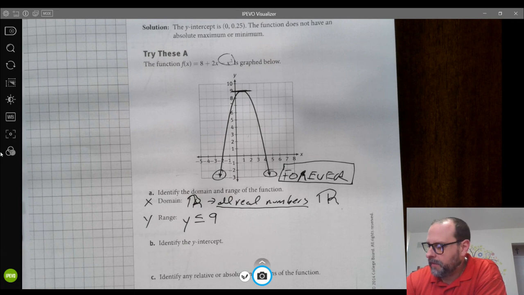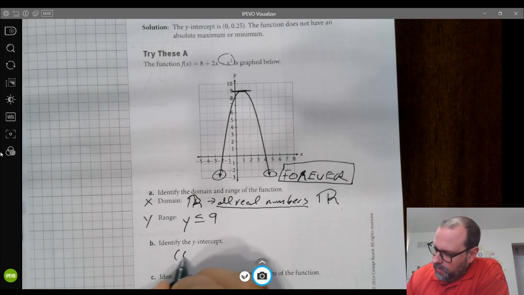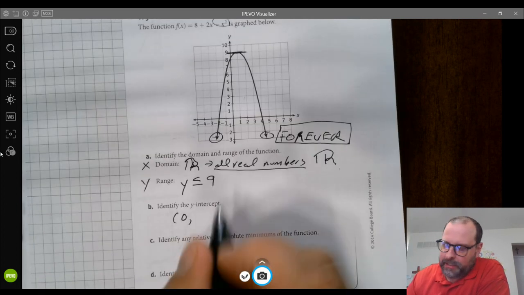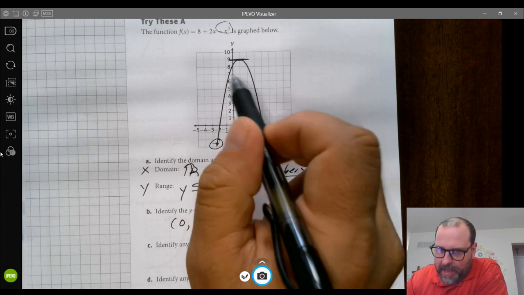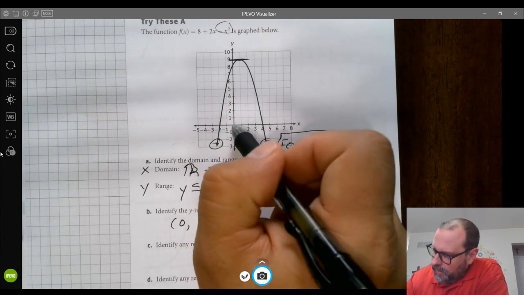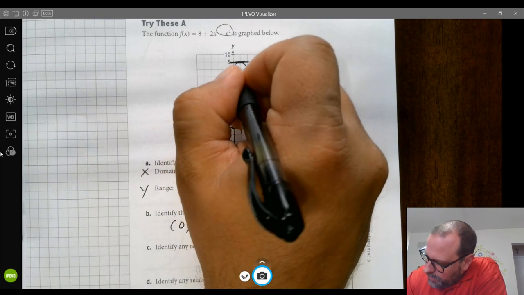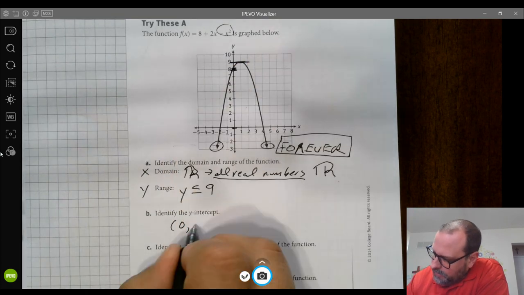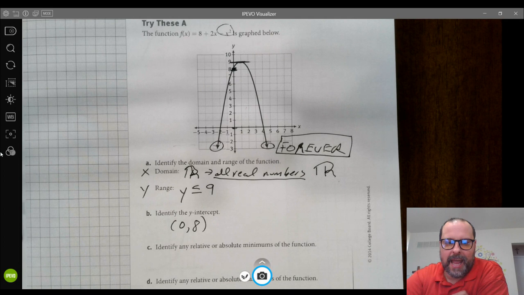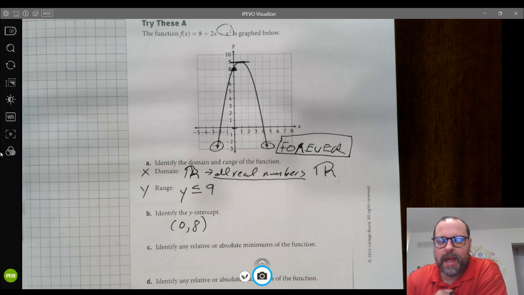Okay, next up, identify the y-intercept. The other day we said with the y-intercept, the x value is always 0, because on the y-axis, x is always 0. So I'm just going up and looking, where does it cross the axis? Well, it crosses at 8. So (0, 8) is my y-intercept.